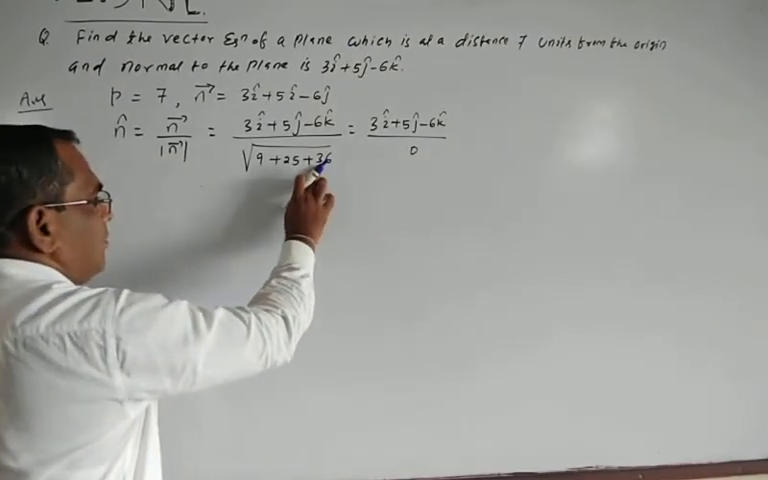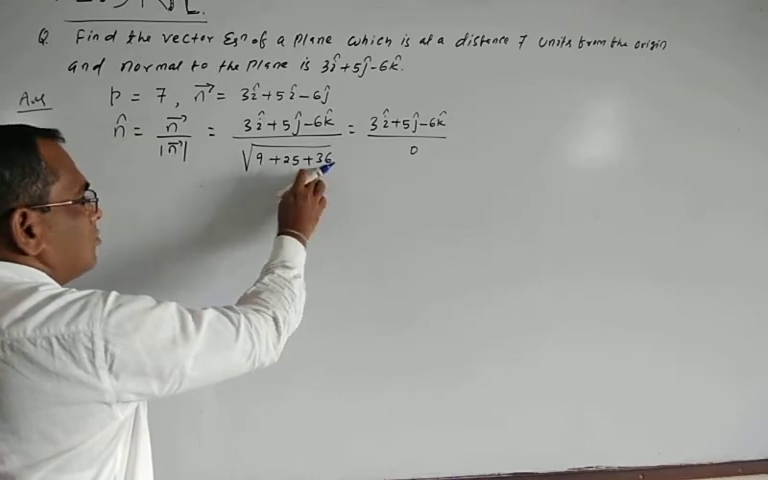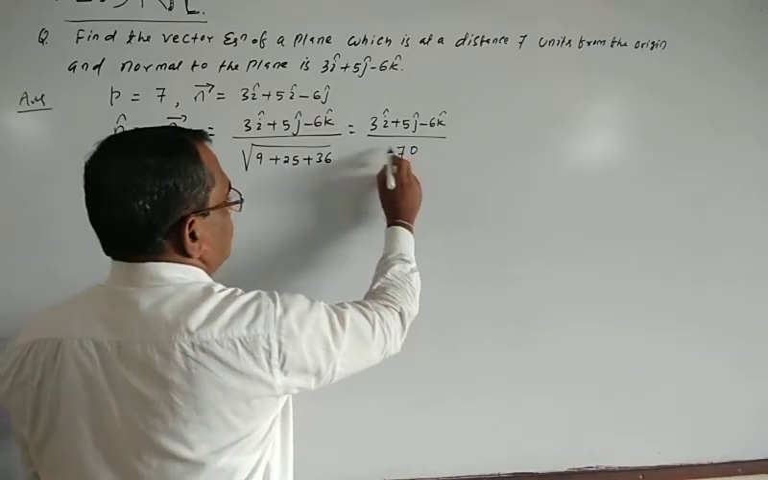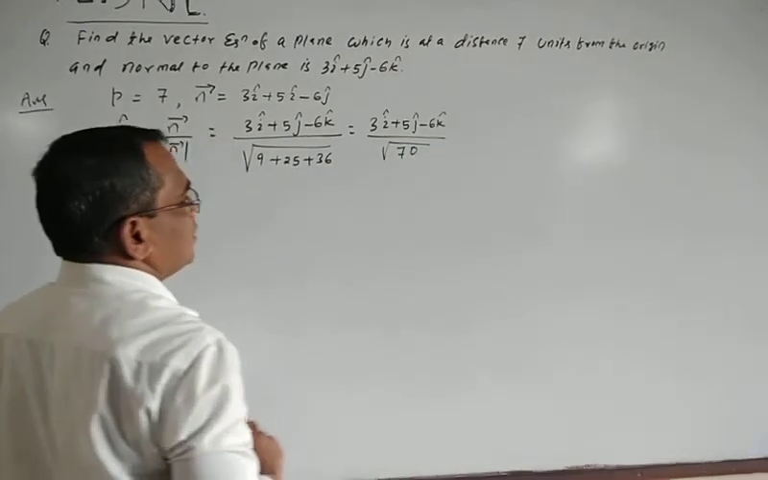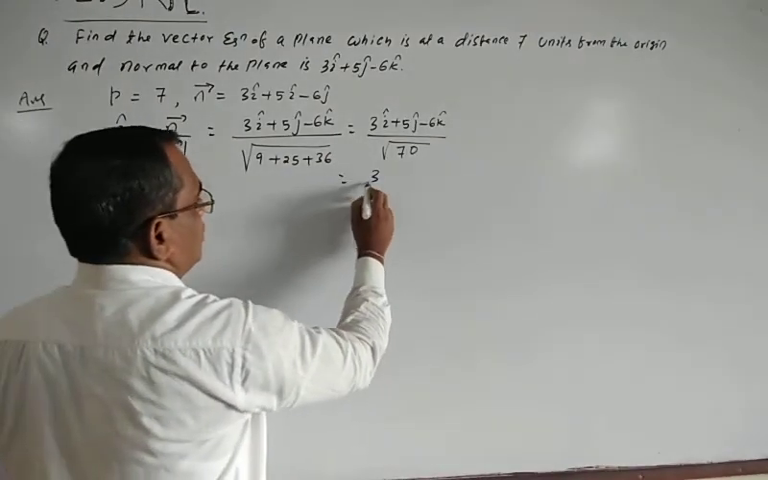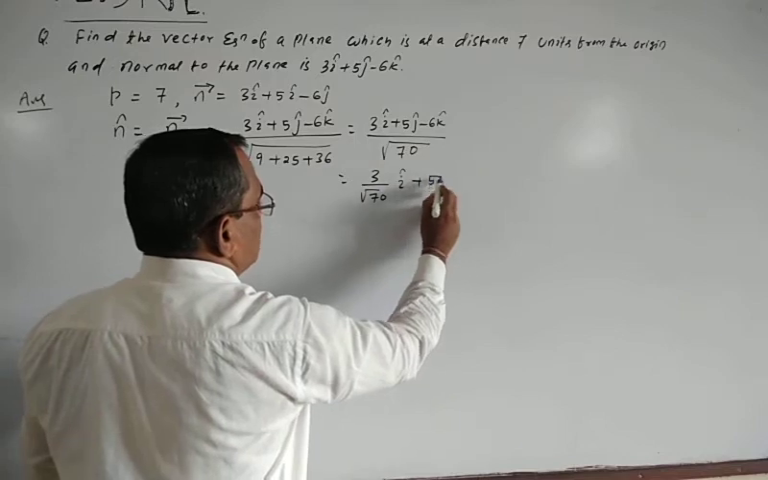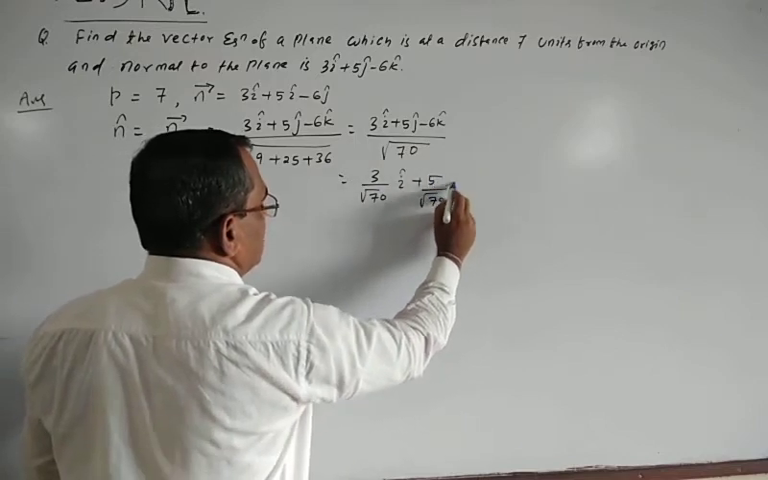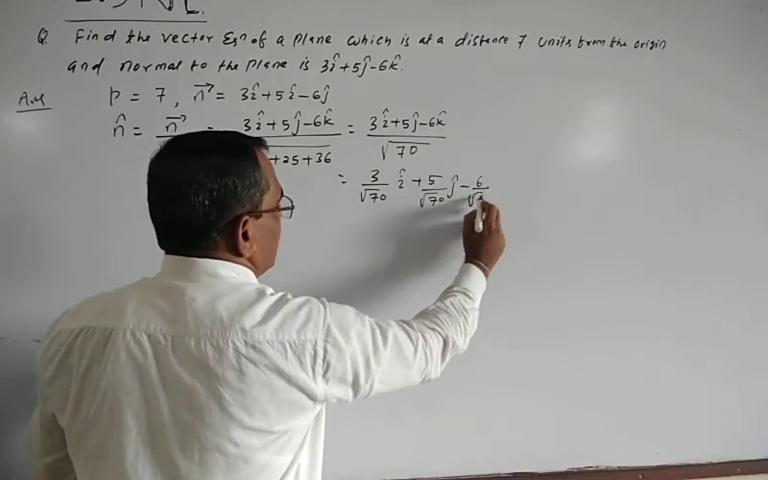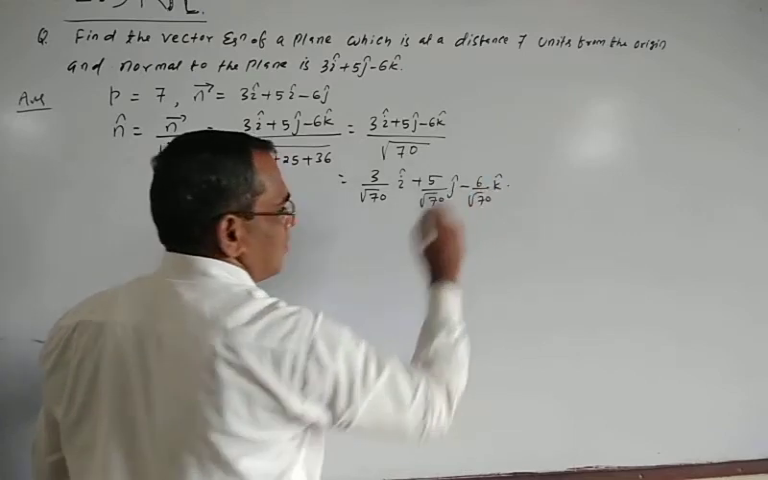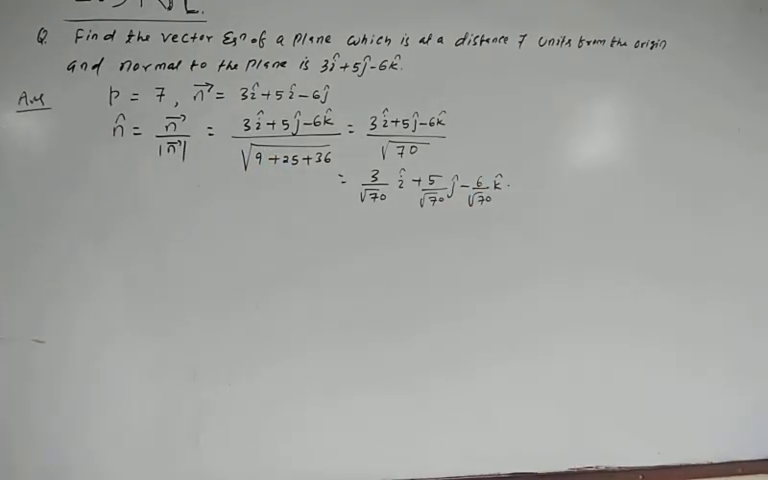Here 5 squared, 2 squared, 7 squared, so root 70. So this is equal to 3 by root 70 i cap plus 5 by root 70 j cap minus 6 by root 70 k cap.